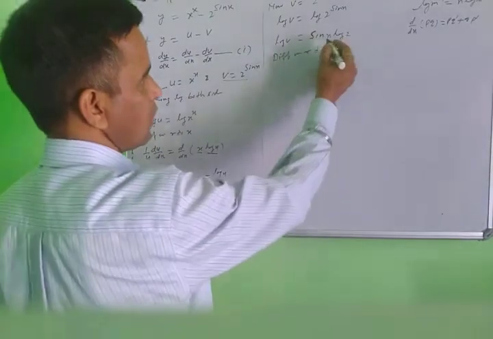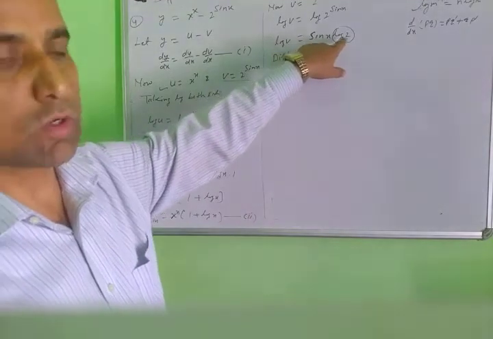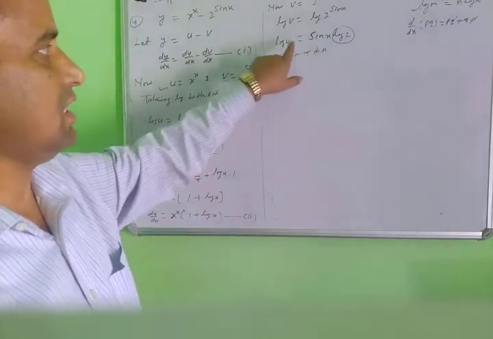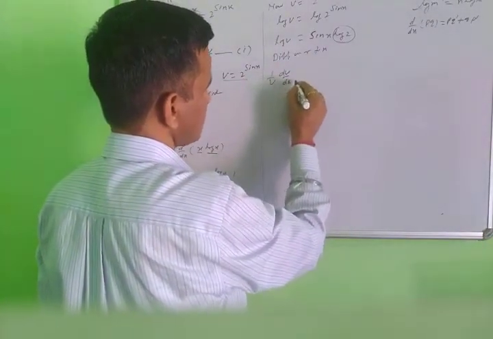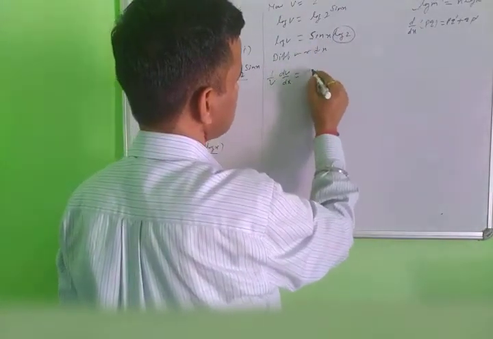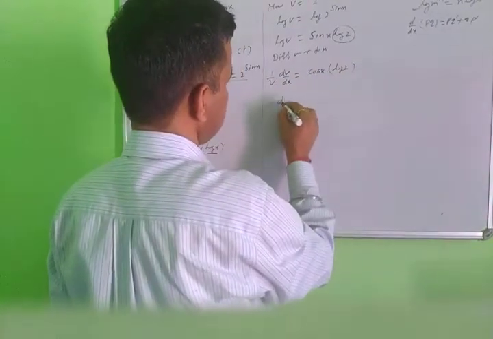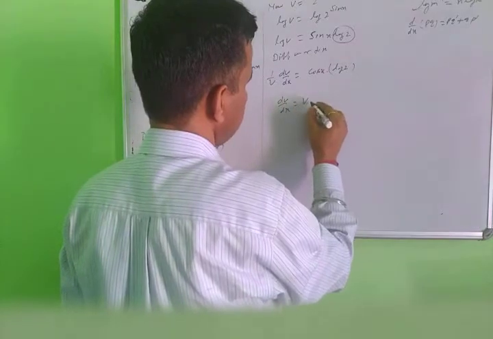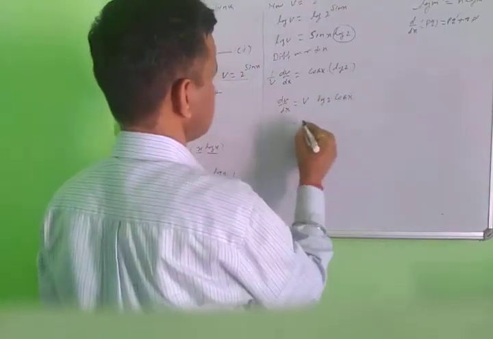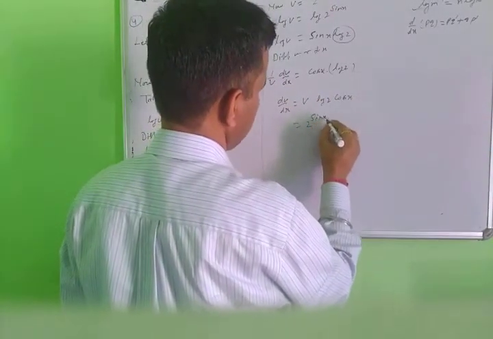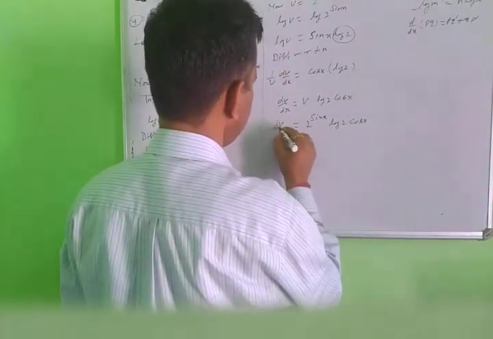This is sin x log 2, where log 2 is a constant term. Only differentiate sin x, with log 2 as the constant, with respect to x. So 1 upon v dv over dx equals the differentiation of sin x, which is cos x, times log 2, a constant value. The dv over dx equals v log 2 cos x. What is the value of v? It is 2^(sin x). So dv over dx equals 2^(sin x) log 2 cos x. This is the value of dv over dx.